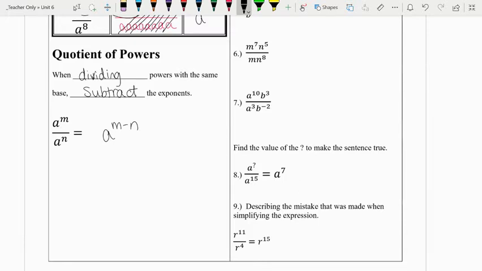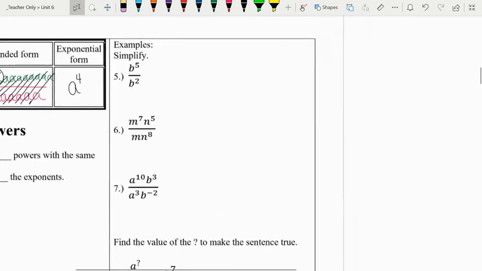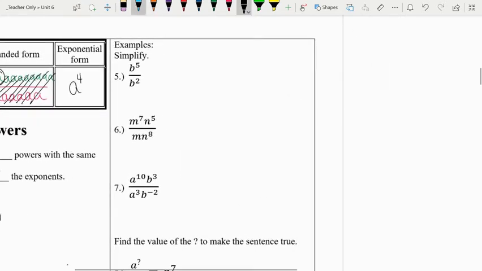So let's look at example number 5. This one's b to the 5th over b squared. So I'm going to take 5 minus 2, just big minus small. 5 minus 2 is 3. And that 3 goes where the larger one's at, which is in the numerator. That's where the leftovers are.